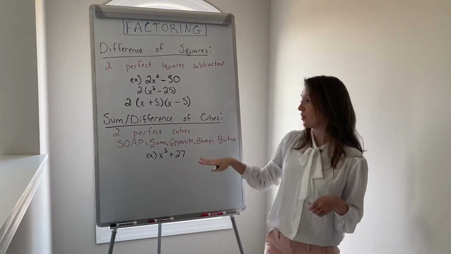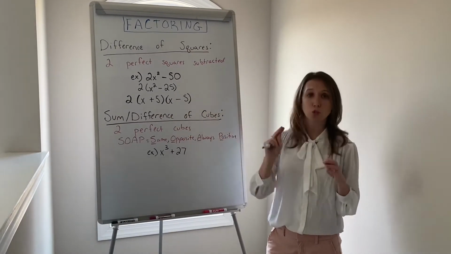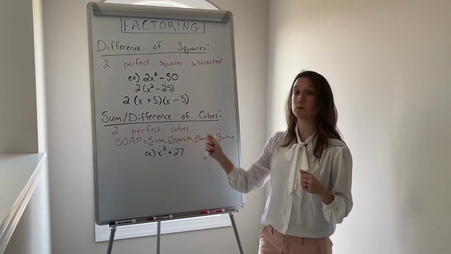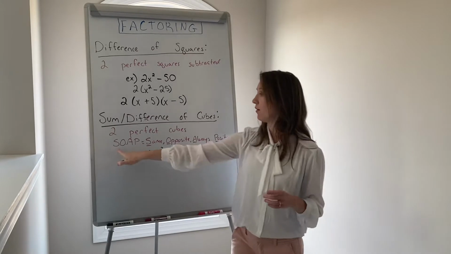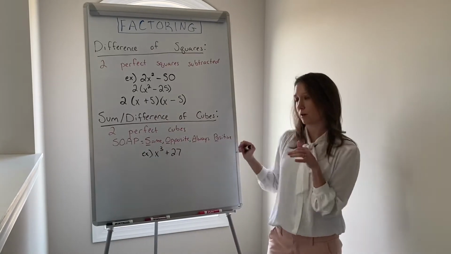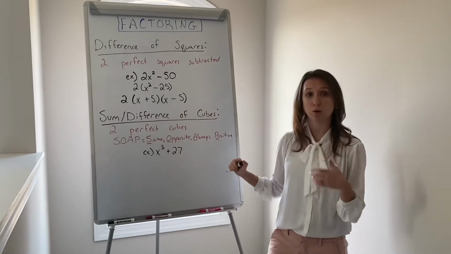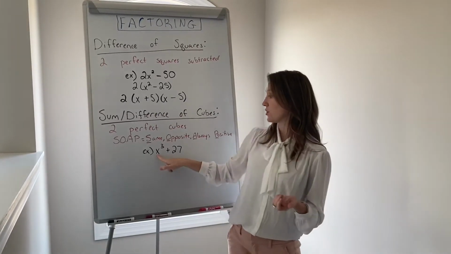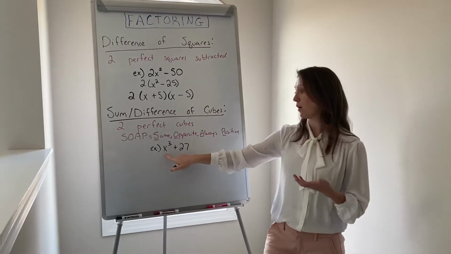The next thing with binomials is something called the sum or difference of cubes. So that's when you have 2 perfect cubes, and again, a cube is when you have 3 of the same things multiplied together. Now we're going to use this acronym of SOAP, and I'll explain that once we get to it. So what we want to do is look at these terms and find what the cube root of each of them is. So for this first term, x to the third, what 3 of the same thing multiply to get that? That would just be x.